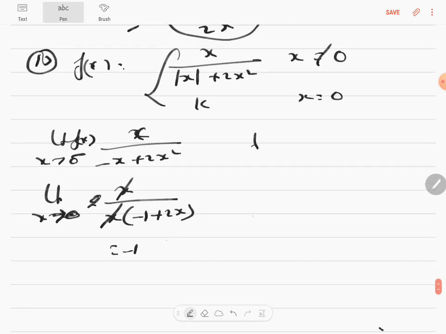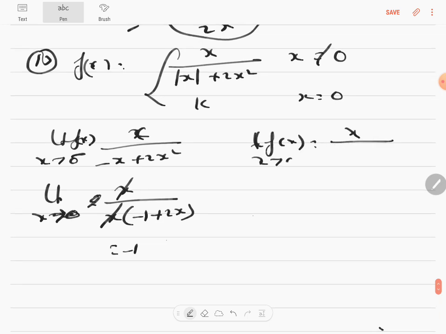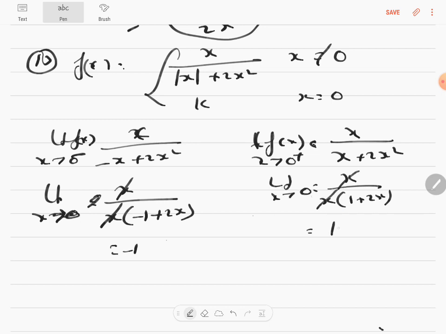Then limit of f of x, greater than 0 means x tends to 0 from the right, where it will be x by x plus 2x square. Again you can take x common out. Correct? So as x tends to 0 it will become 1. So they are not equal. So it is not continuous. So let's go to the next sum.